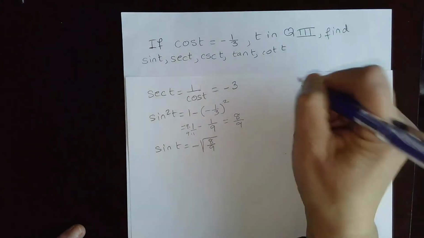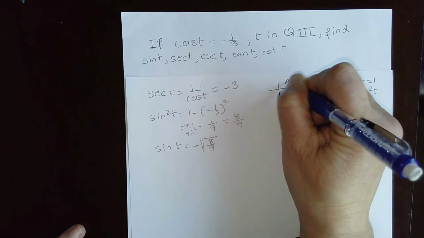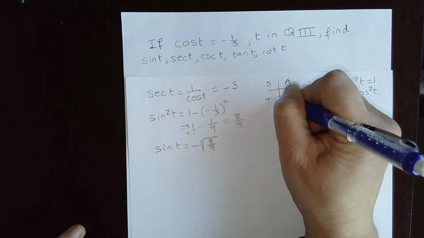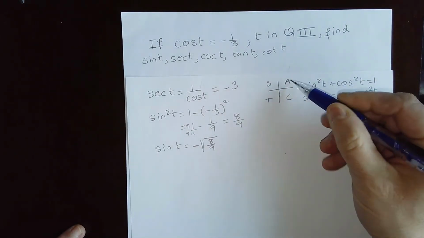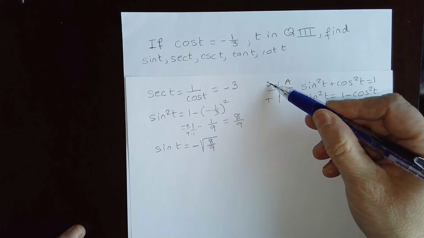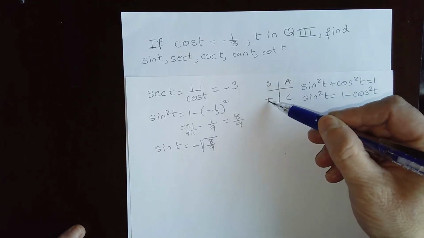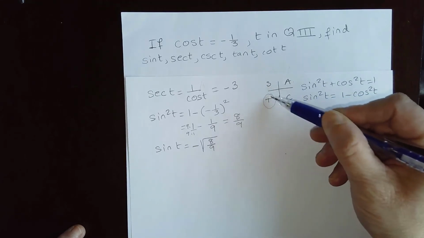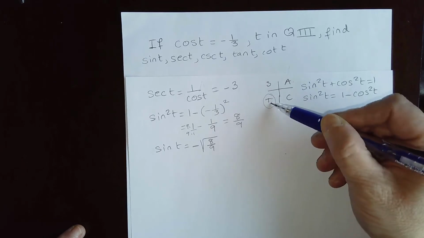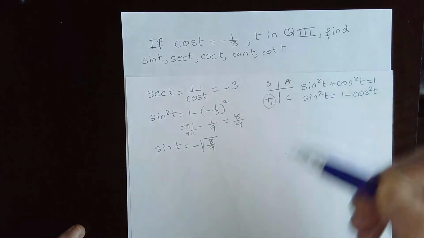Now, if you recall, A, S, T, C: all are positive, the sine and cosecant is positive, tangent and cotangent is positive. So only the tangent and cotangent is positive in the third quadrant. Everything else will be negative.